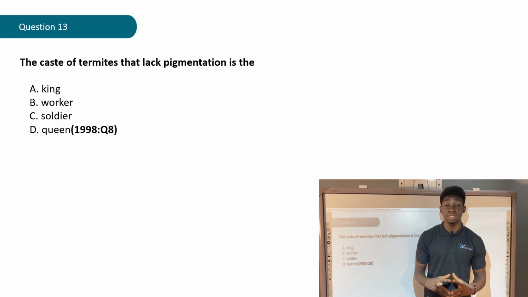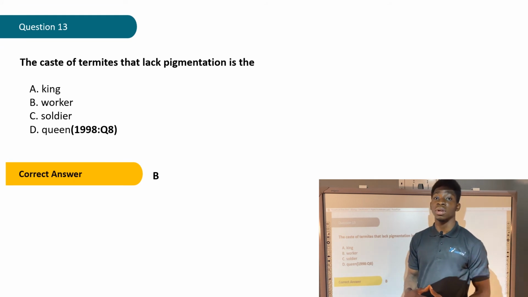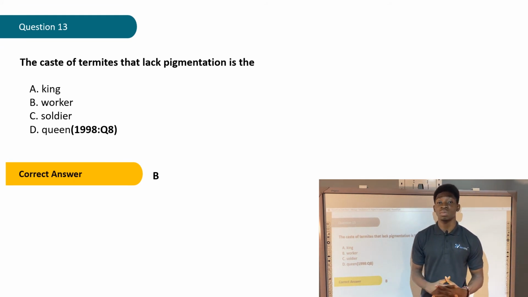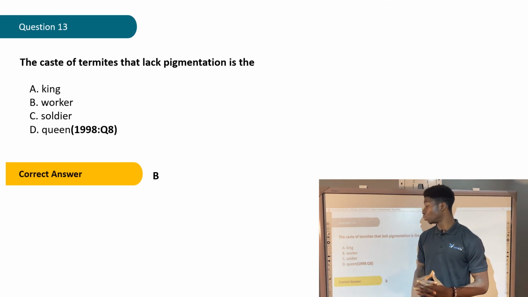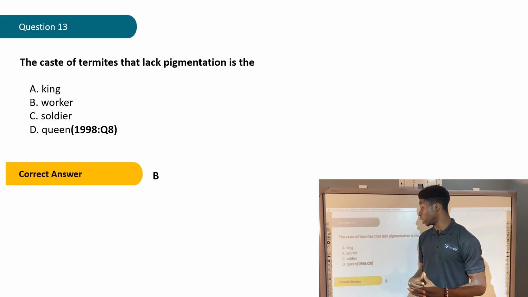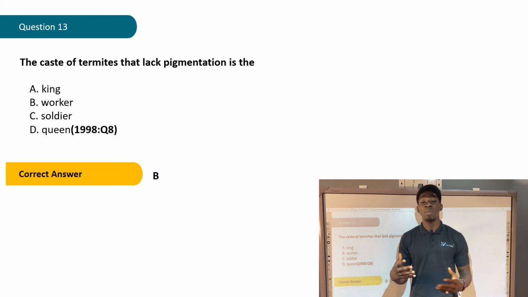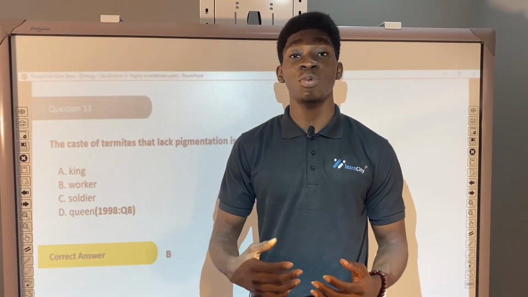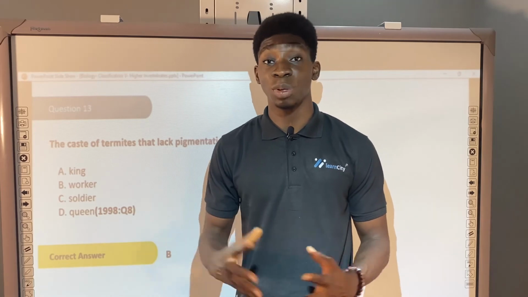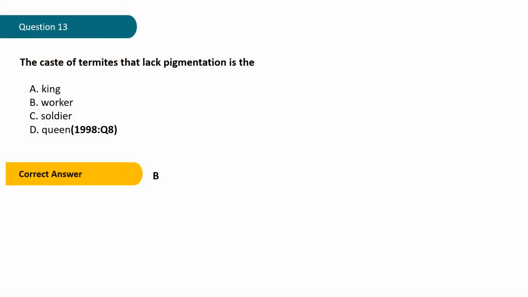Okay, let's check out what the correct answer is. The correct answer is B. Worker, because we obviously don't have king in termites. But soldier and queen, we have soldier in termites, but the workers are the ones that don't have pigmentation. Pigmentation, what we mean by pigmentation here in this question is color. So the color of the workers, we have some workers that are colored white. Some people even call them white ants. So they lack pigmentation and their function is to provide food for the rest of the termitarium.